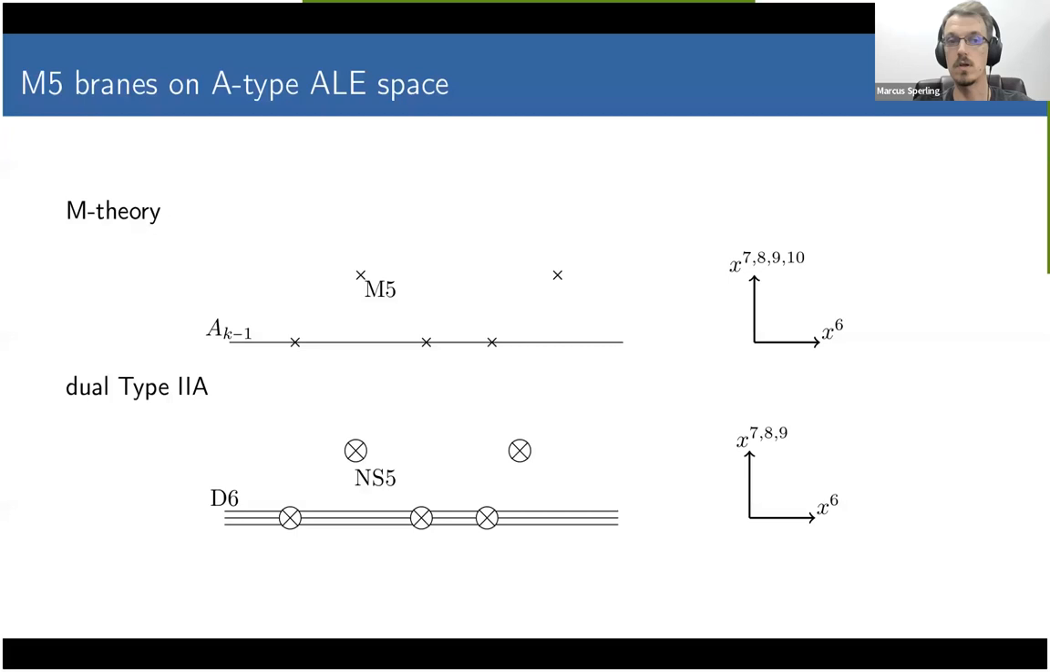How do we do this? We're going to go to the dual type IIA picture, in which the A-type singularity dualizes to a stack of k D6 branes, and the M5 branes become NS5 branes. Now, here you see that on the left and the right, in principle, we have a stack of D6 branes, which is extended to plus minus infinity.